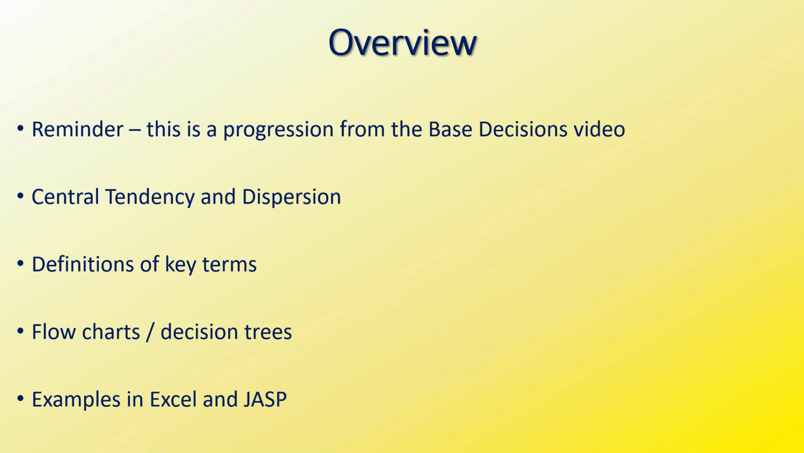I'm going to introduce key terms and make sure that you're perfectly happy with what those words mean. Progress on to the flowcharts or decision trees so that we can start to look at how we'll decide between our options. And then I'm going to give some examples of how to do these analyses using both Microsoft Excel and JASP.